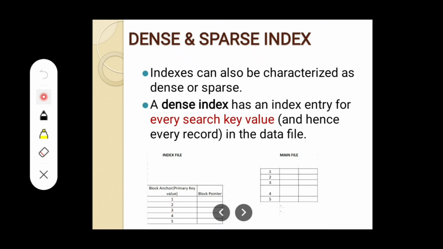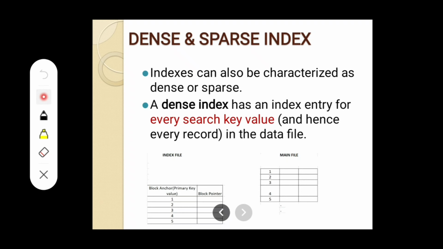Okay, in the data file we are having 1, 2, 3, 4, 5. The entire 1, 2, 3, 4, 5 is also available here. So all the values available, all the search key values available or the primary key values available in the main file will be there in the index file also. Okay, such index is called a dense index. Clear? Dense, it will be thickly populated. Okay, all the values will be there. Okay, that's dense എന്ന് പറയുന്നത്, dense index.